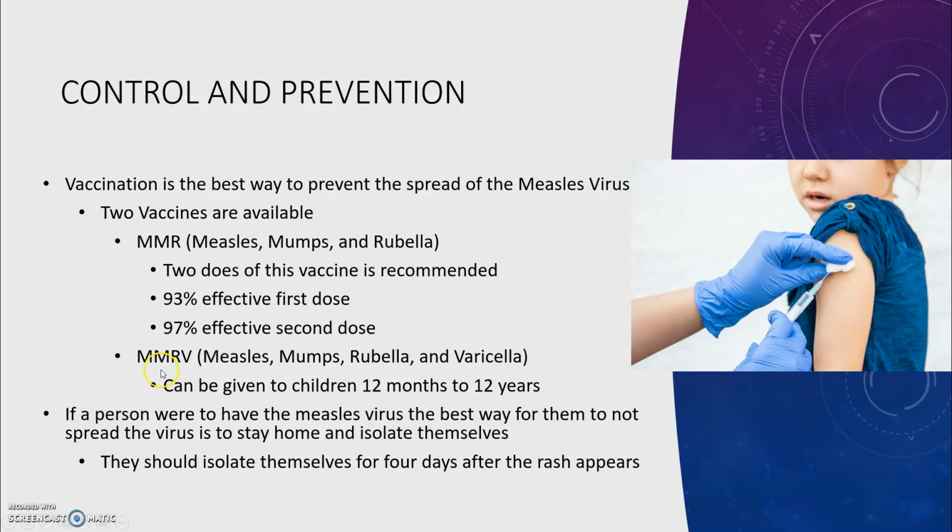The MMRV vaccine is also available, and this one covers measles, mumps, rubella, and varicella. This vaccine can be given to children 12 months to 12 years. So there's that range for them to get this vaccine. Otherwise, you would want to be vaccinated with the MMR. If a person were to have the measles virus, the best way for them to not spread the virus to other people is for them to stay home and isolate. They should isolate themselves for 4 days after the rash has appeared.